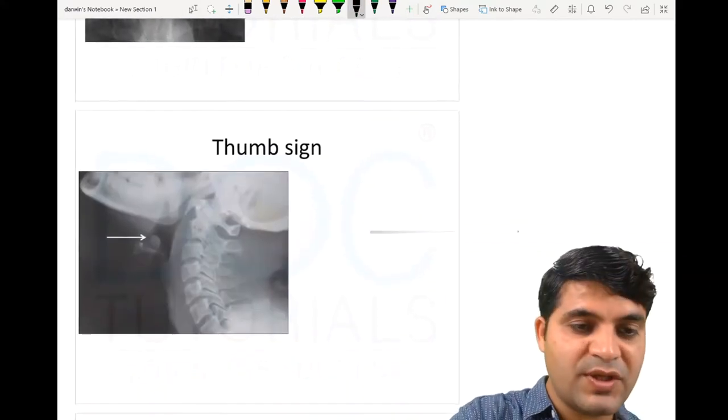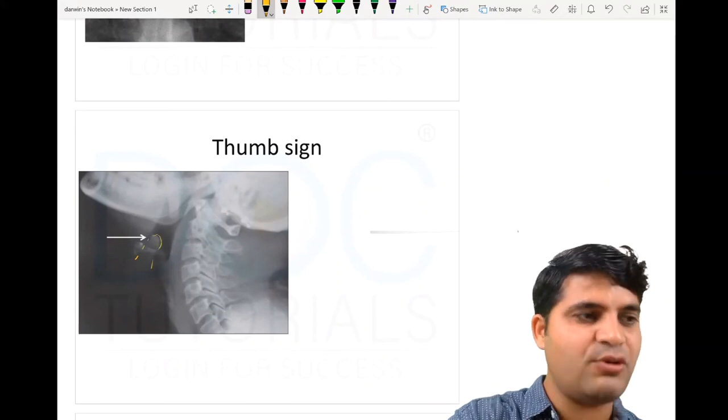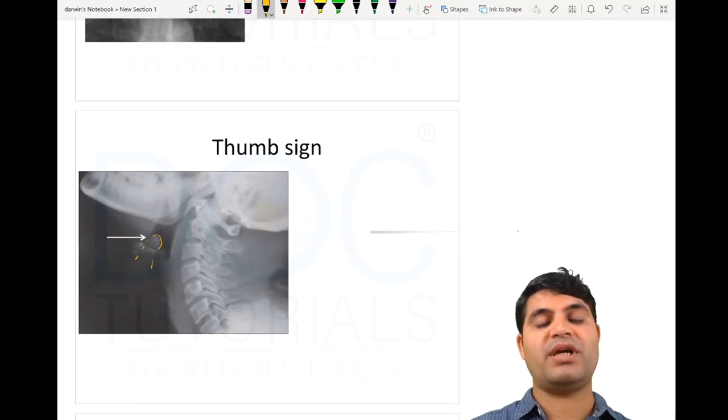Then thumb sign. Can you see this thumb sign? So thumb sign is seen in acute epiglottitis.